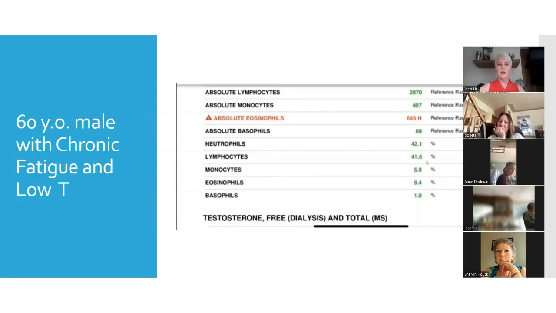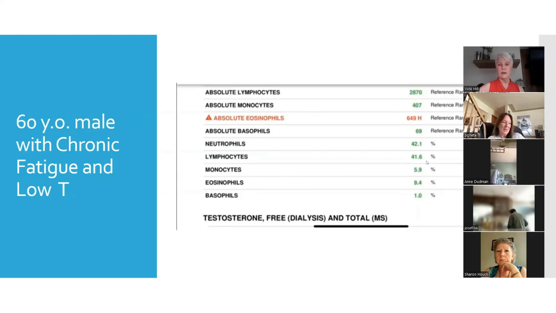Okay. This is new to me. I don't know. Pardon me? It's all new to me. Well, yeah, but when you get your CBC with differential, then you'll understand.